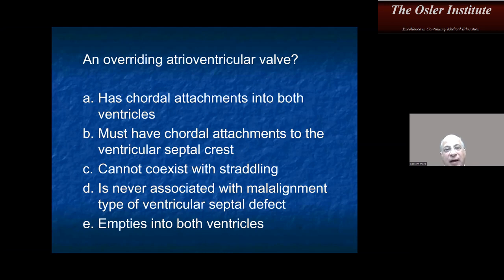All right, so an overriding AV valve is seen in single ventricle physiology and some of the unbalanced AV canals. So it has chordal attachments into both ventricles. Now you have to try to remember what's an overriding AV valve versus, say, a straddling AV valve. A straddling AV valve is an AV valve that has attachments in the two ventricles, whereas an overriding AV valve, remember in tetralogy, for instance, an overriding aorta overrides the ventricular septum, so it shares both of the things below it. That's the aortic valve, but we're talking about the AV valve.